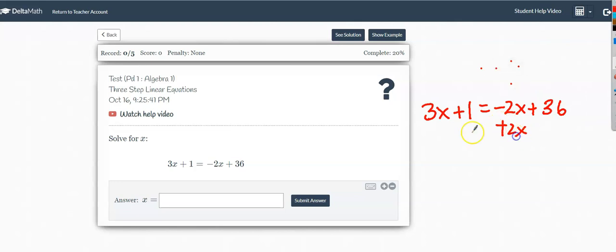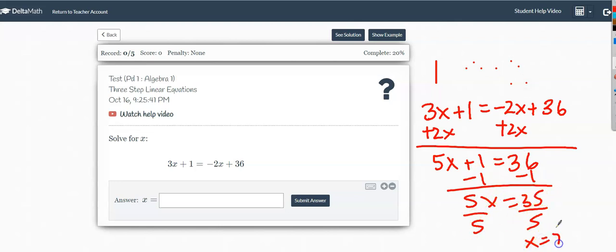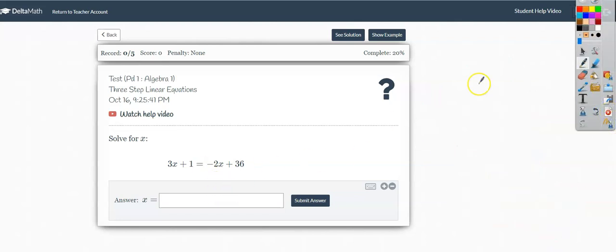I'm going to add 2x to both sides, but there are lots of ways you could start this problem. I always start with my x's because I want to know if I'm going to have no x's or the same amount of x's on each side. So 5x plus 1 is equal to 36. Subtract 1 on each side and divide both sides by 5. So x is 7. And that's how we're going to solve this equation here. So we type in our answer of 7, and we'll get a new problem.